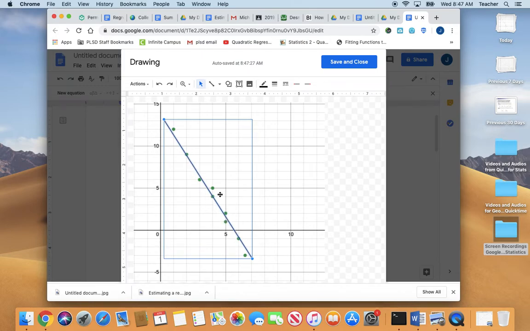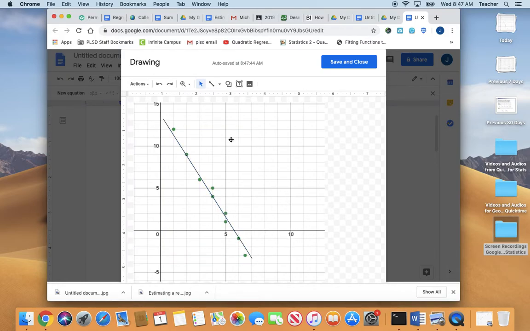I might move it over just a little bit more. I'm just kind of eyeballing it. I'm finding a line that I think would be a good fit for this data. You want about as many points above the line as you have below the line, and it looks like I have that here. So I think that's a good fit for the data.